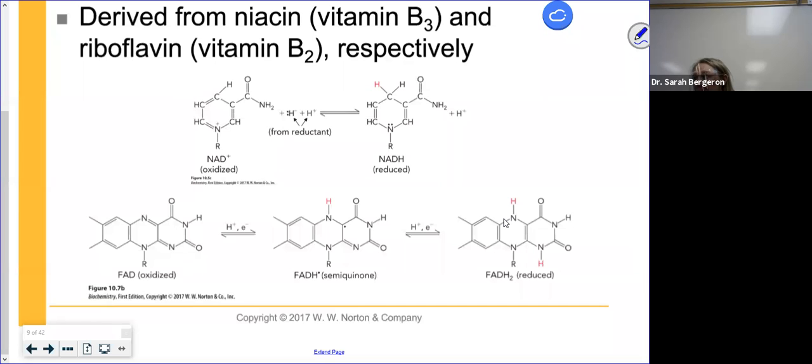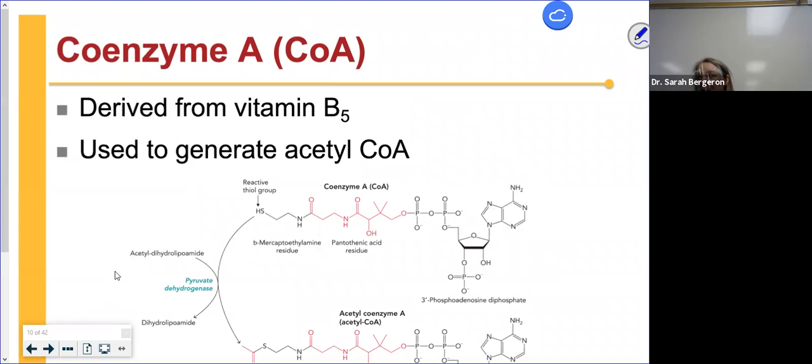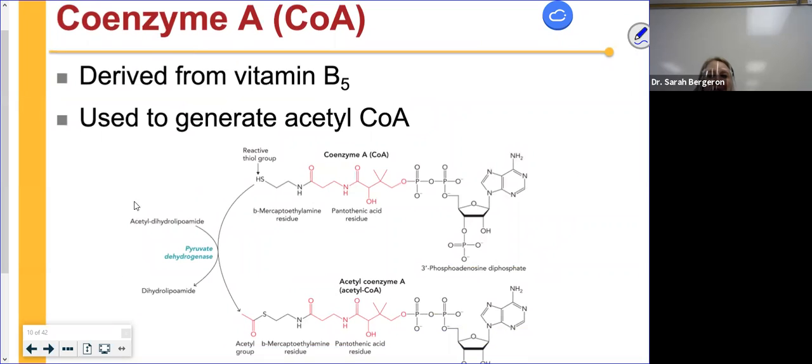Same thing in FAD. FAD is sequential. Remember how I said it was a sequential, stepwise process. You're going to attach hydrogens on the nitrogens in the rings. You don't have to memorize structures. Okay, so coenzyme A. Coenzyme A is critical in generating acetyl-CoA.